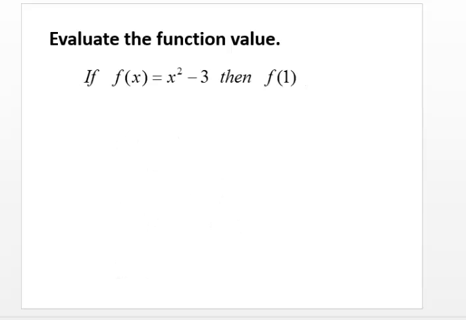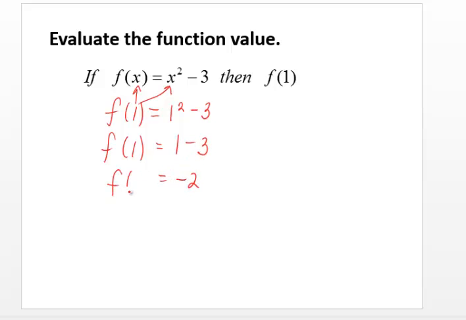We're just going to go through a few other examples on this. This time I have an x squared in my problem. Still going to be doing the same thing. F of 1 just means I'm putting 1 in for my x values. So I'll have 1 squared minus 3. Make sure you use order of operations. 1 squared is 1 minus 3. That's negative 2. So my function value at 1 is negative 2.